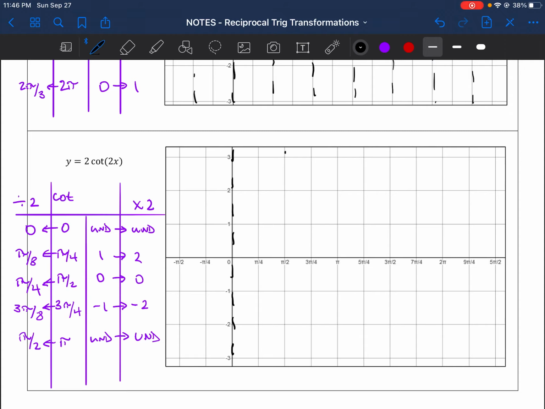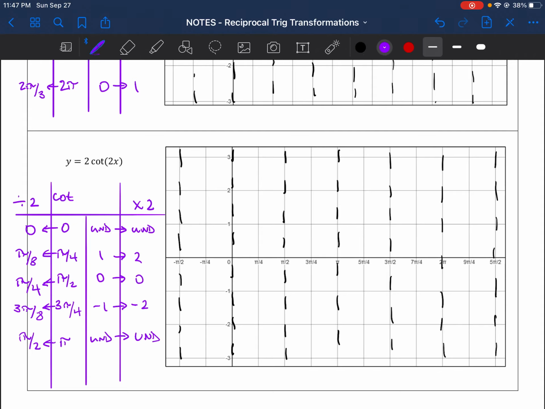And we're going to have an asymptote at pi over 2. And we can see here that from 0 to pi over 2, we can tell where the other asymptotes are going to be. So let's go ahead and put the other asymptotes in: 3 pi over 2, 2 pi here, 5 pi over 2. And we can put an asymptote here just to continue the pattern. All right, let's go ahead and put in some of these points.